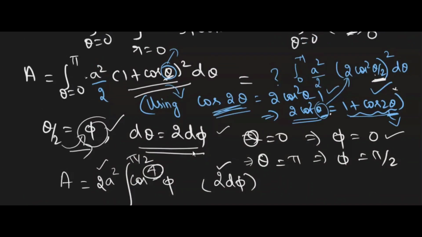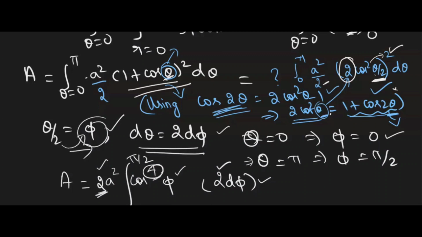2 cos square theta by 2, right? So here one more square is there. So cos power 4. Theta by 2 I have replaced by phi. And what is d theta? 2 d phi. That is also there. And already this 2 is there, so 2 square is there. 2 square is 4. And denominator 1, 2 is here. So 4 by 2, you will get 2 here.